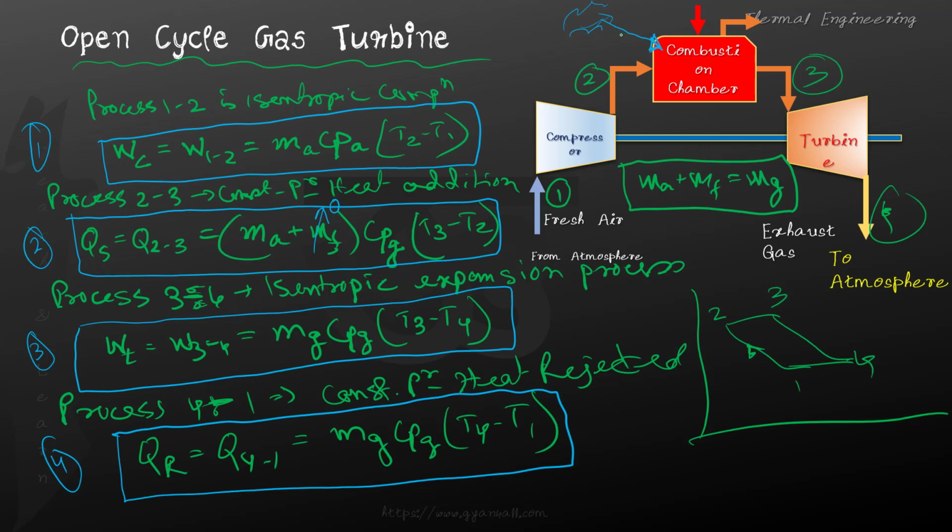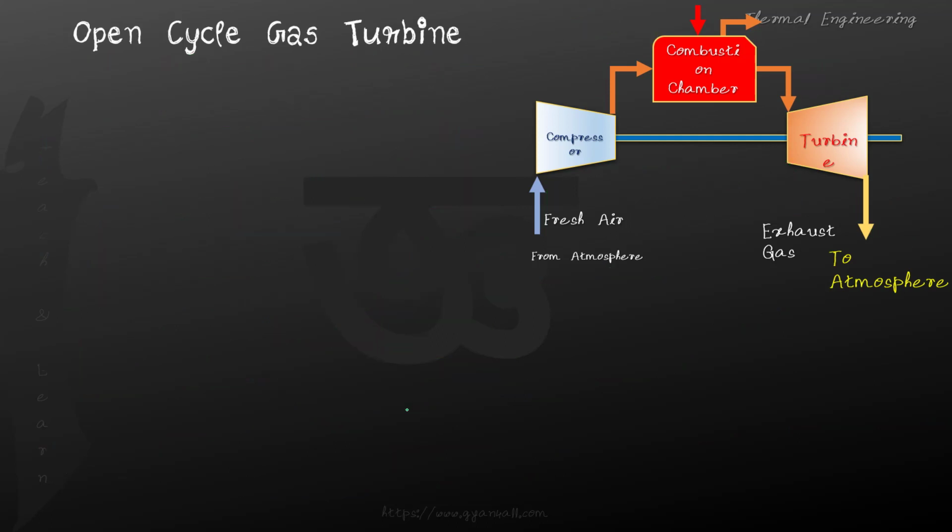That means earlier there was no Mg, only Ma, Ma, Ma. In all the cases, it will be Ma. Similarly, in this case, it is CpA, CpG, CpG, and CpG. Because after compression, the air becomes gas because of the burning within the system. And that is the difference, otherwise it is same.